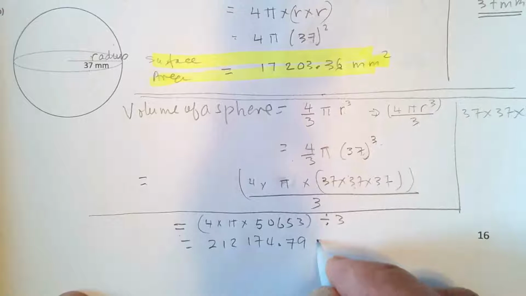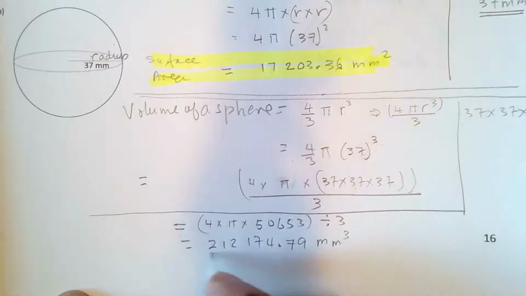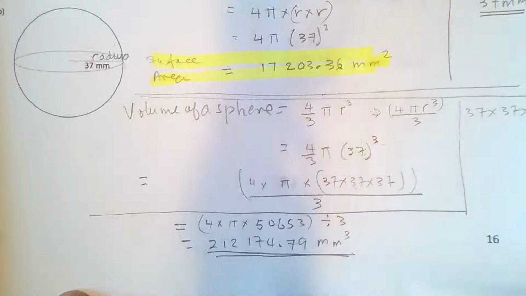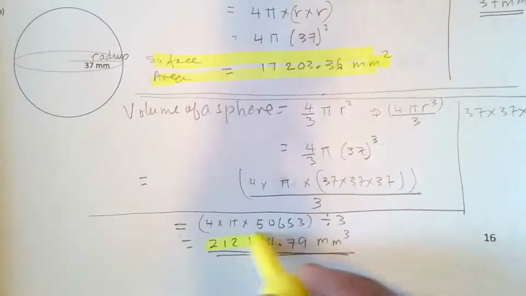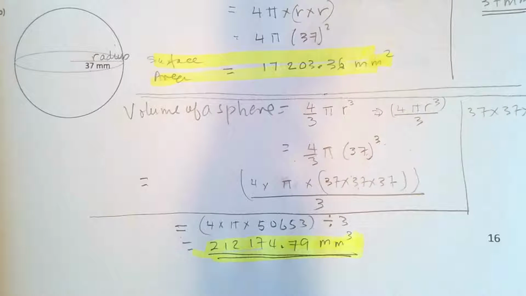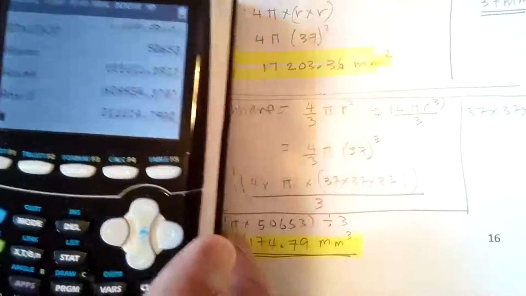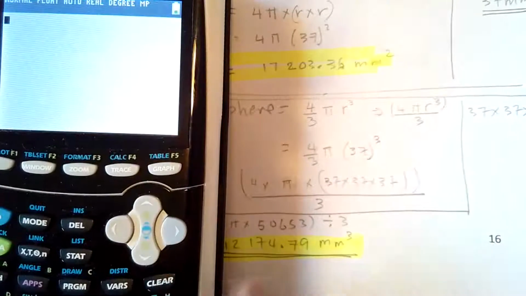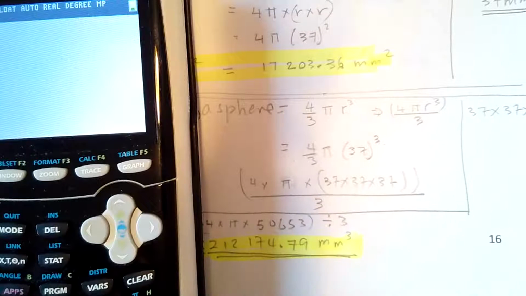174.79, and it says volume has to be in cubic centimeters. That's the final answer. That's a long way of doing it. Another way, if you have a scientific calculator in hand, you can go straight and work from left to right.